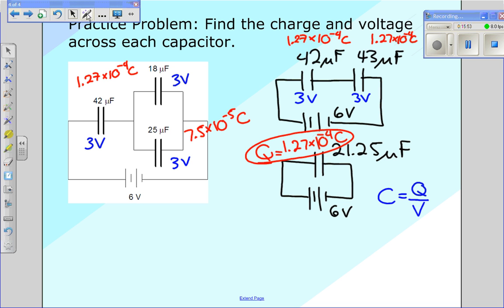For the top, we will take 18 times 10 to the negative 6th and multiply it by the 3 volts. We end up with 5.4 times 10 to the negative 5th coulombs. And so in a way that's very similar to what we did with resistors, we were able to find the voltage and the charge built up on every single capacitor.